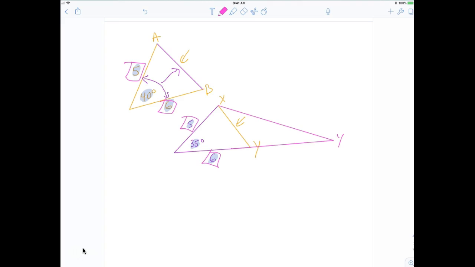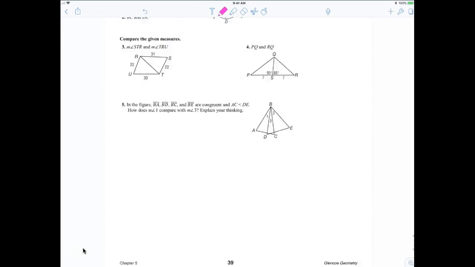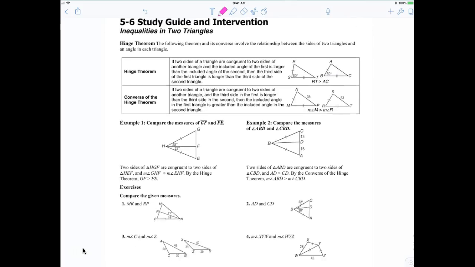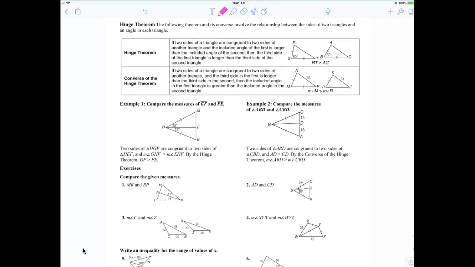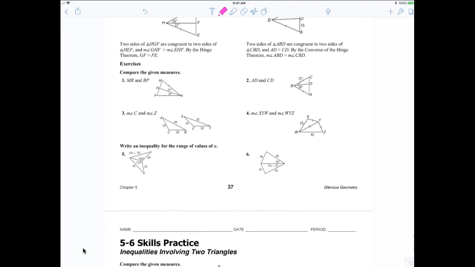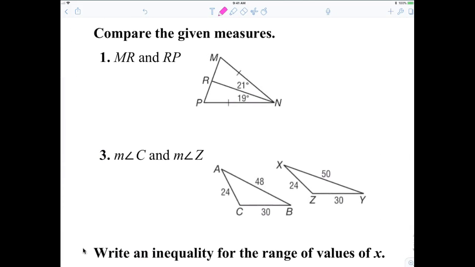All right? So now what I want to do is go back to the original, go back up here, and let's just talk about it. I think I summarized the Hinge theorem for you, so I think you're in pretty good shape. So now I want to look at question number 1 here. What can you say about MR and RP? If I've done a good job, this is going to be kind of easy. Tell me. MR is greater than RP.